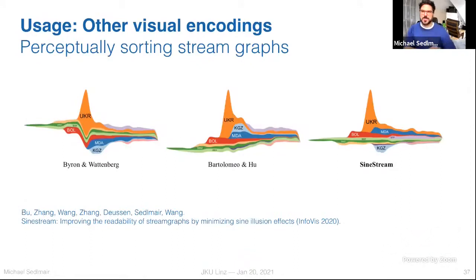And finally, of course, we can also use that approach for other types of visual encoding. This is a paper that we published at last year's 2020 InfoVis, where we use this optimization-based approach to order different streams in a stream graph in a way that makes it easier to perceive for humans. These are the previous methods, and this is the output from our method, from this optimization algorithm.